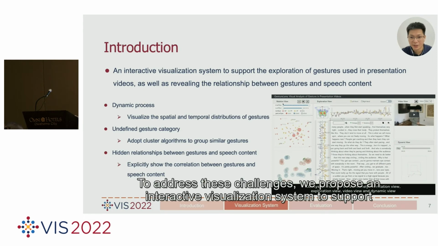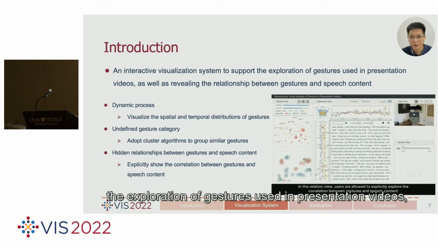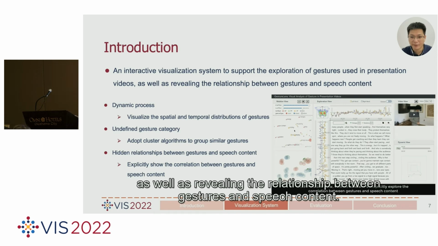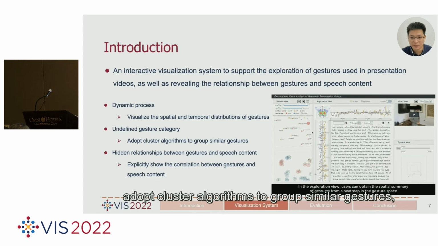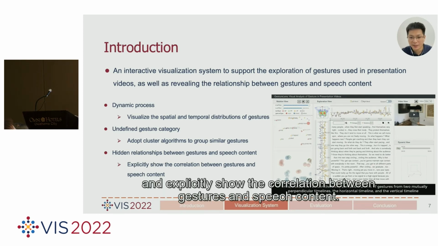To address these challenges, we propose an interactive visualization system to support the exploration of gestures used in presentation videos, as well as reviewing the relationship between gestures and speech content. Specifically, we visualize the spatial and temporal distribution of gestures, adopt a clustering algorithm to group similar gestures, and explicitly show the correlation between gestures and speech content.